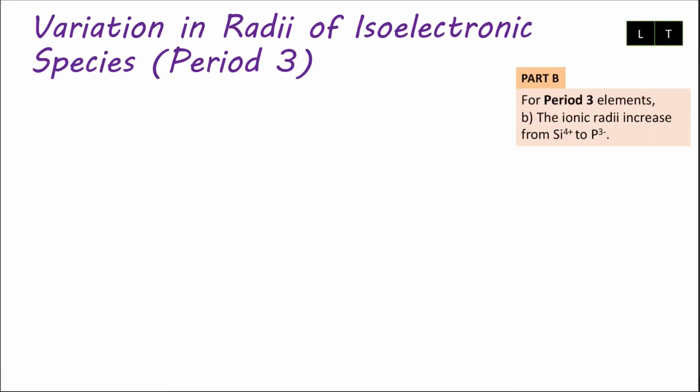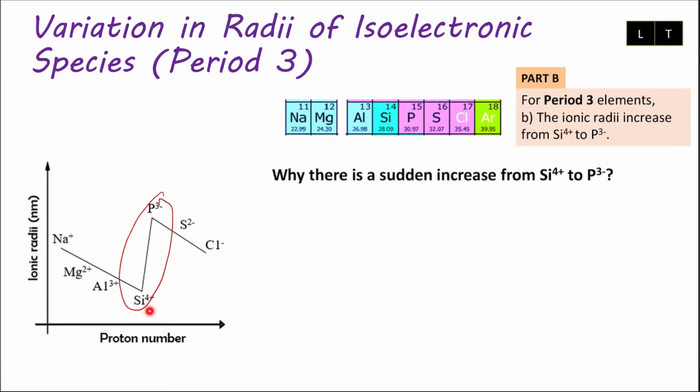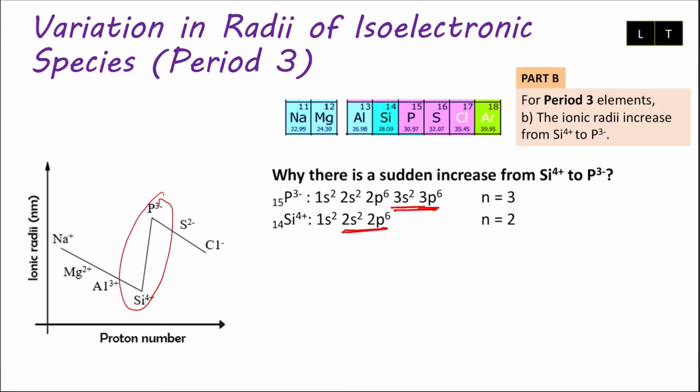Next, we go for the second part, where I'm going to explain about the fluctuation between Si4+ and P3-. So you can see that there is a sudden increase from positive charge to negative charge. So why is this happening? First thing first, write the electronic configuration for P3- and Si4+ first. For P3-, the highest n value is n equals 3. For Si4+, the highest n value is n equals 2. So you can see that these two values are different.